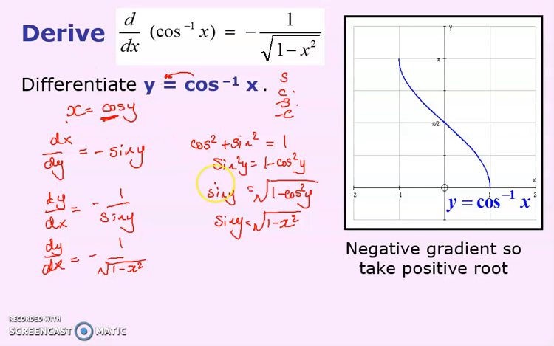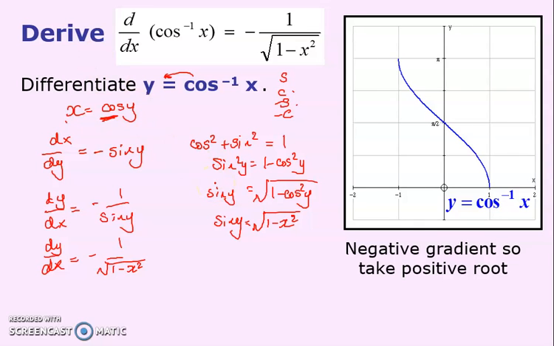So yeah, if we just show you this, don't forget that this is again a restricted domain. The graph only goes from minus 1 to 1. And therefore the differentiation only works between those two values. But again, we've proven this. We've shown that this is true, which is what the derived thing means at the top.